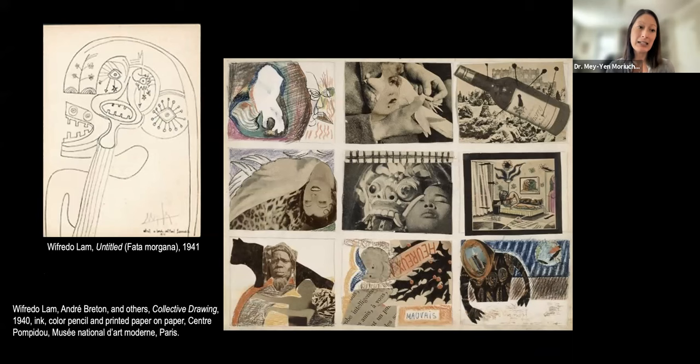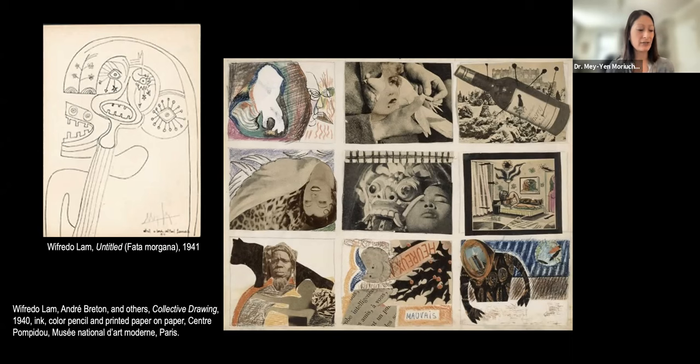So on the left-hand side, you're seeing a drawing and illustration that Lam did for André Breton's poem, Fata Morgana. He did hundreds of illustrations for that publication. And on the right-hand side, I'm showing you a collective drawing by Lam, Breton, and others. The collective drawing, of course, the surrealists reveled in the uncanny juxtapositions of these collaged drawings.